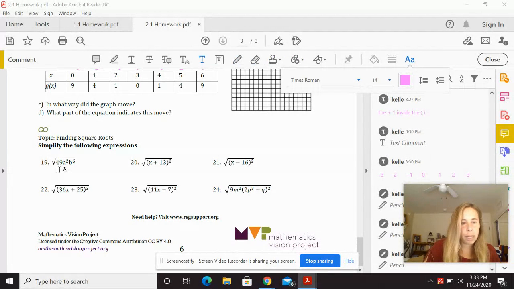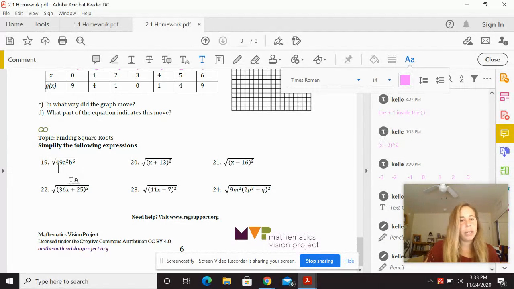Okay, so Burn did this by making it into perfect squares, which is totally fine. You can do that. Square root just means opposite of squaring. So what number times itself is 49? Well, 7 times 7 is 49. So that's 7. Then the square root cancels out the squared, so they cancel each other out. So that's just a. And then you have this b to the 6th.